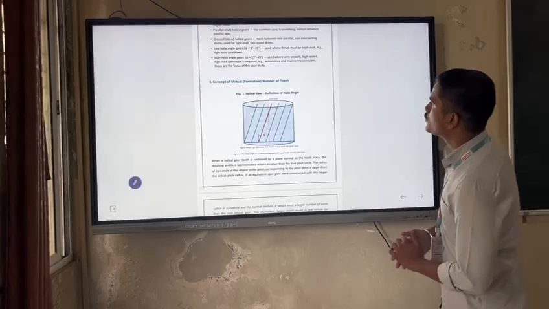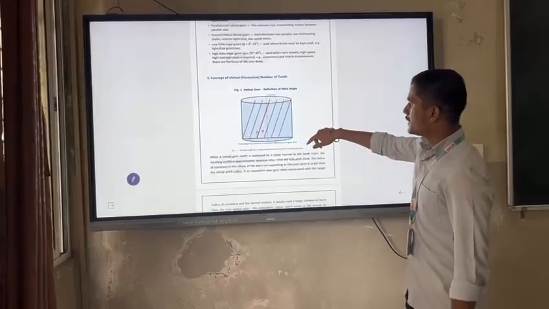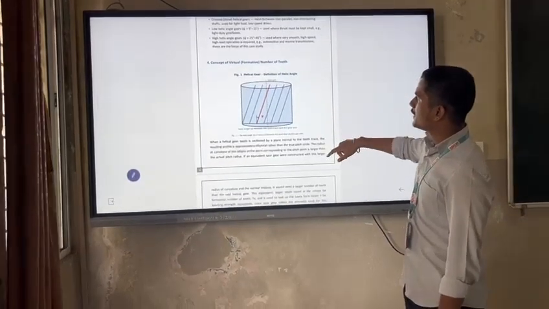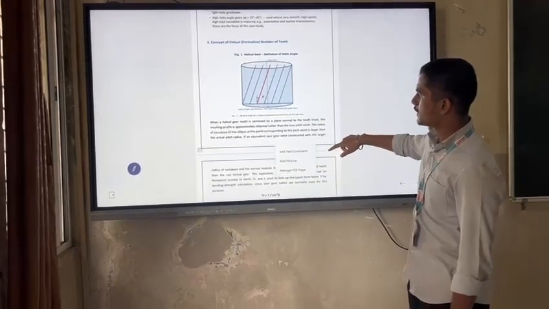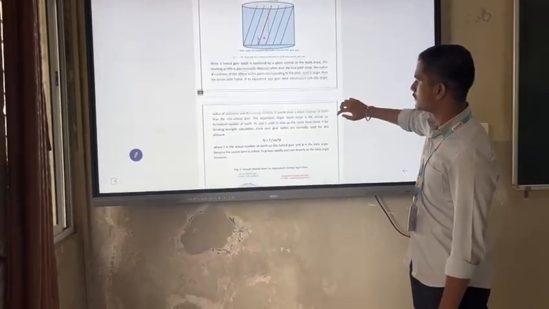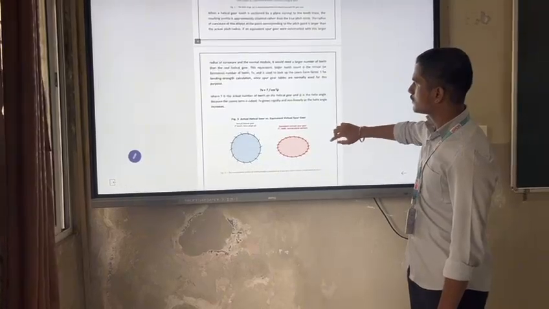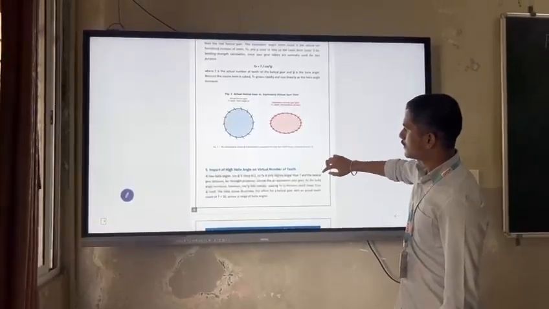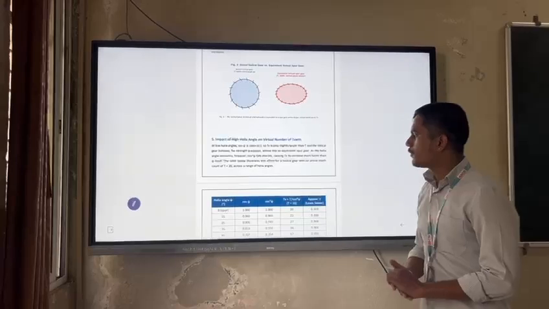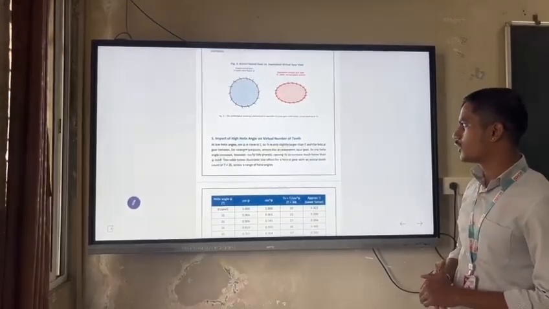Concept of virtual number of teeth. Here is the diagram of a helical gear. Definition of helix angle. Impact of high helix angle on virtual number of teeth.